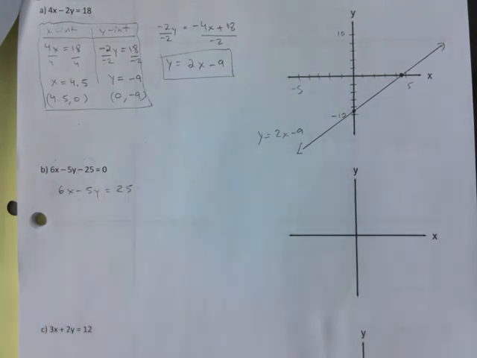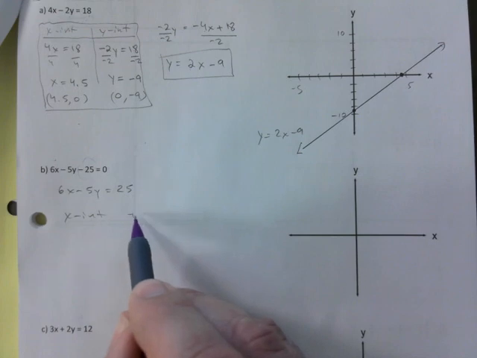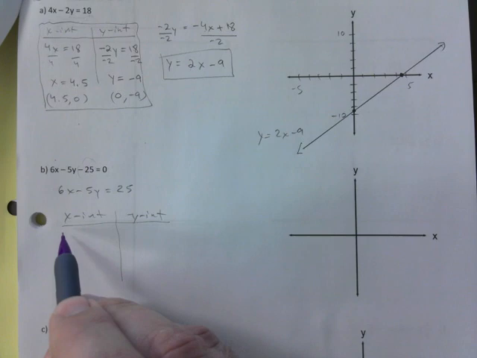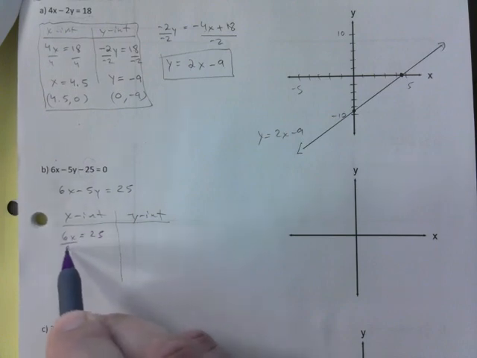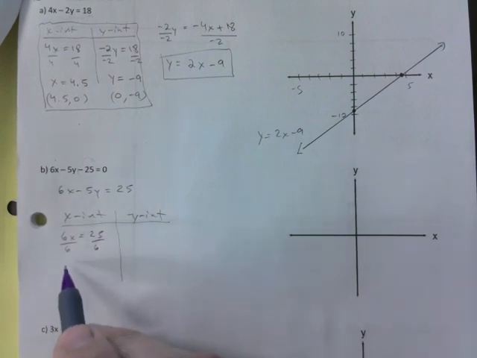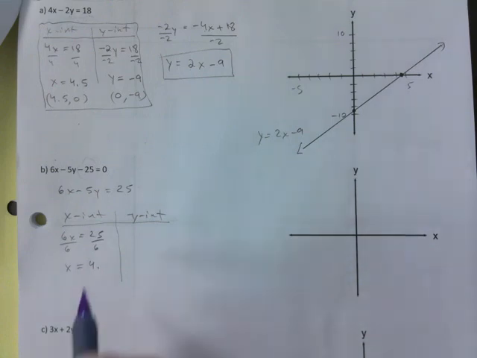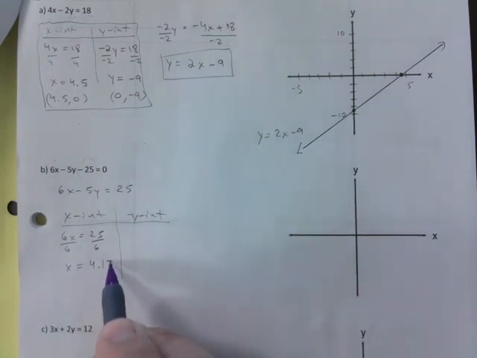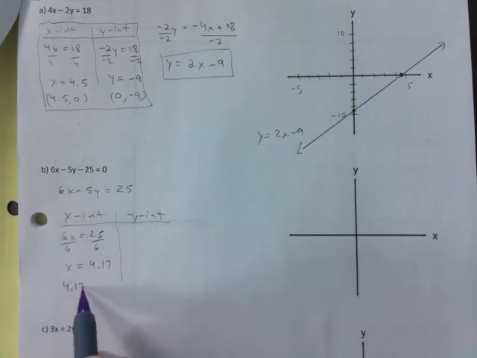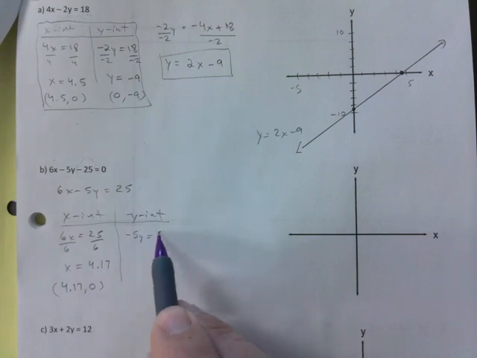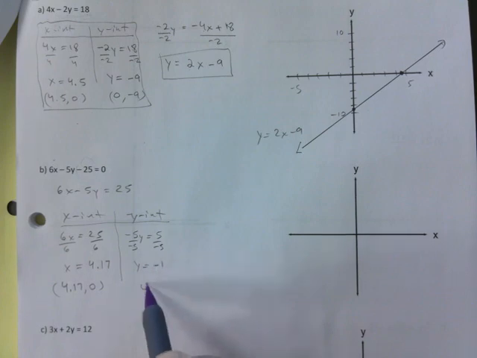Okay. This one, I'm just briefly going to do this. Bring 25 over like that. X-intercept, y-intercept. X-intercept, that would be 6x is equal to 25. Divide both sides by 6. X is equal to 4 point something. 4.16, 166 keeps going, so it's 4 1/6. (4 1/6, 0). Y-intercept is negative 5y is equal to 5. Right? Divide both sides by negative 5. Y is equal to negative 1, so that's (0, -1).